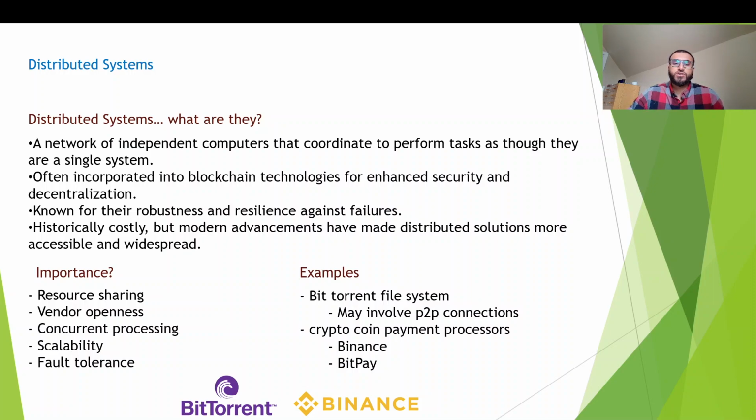And an example of this, you will notice there's a pattern, is that an example of a distributed system could be the BitTorrent file system, which is a lot more secure, as well as any crypto coin payment processors like BitTorrent and Binance.